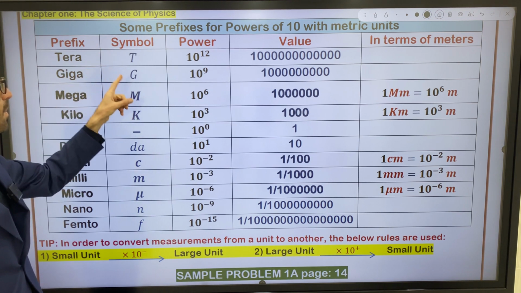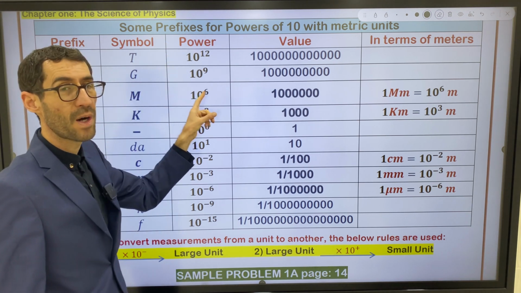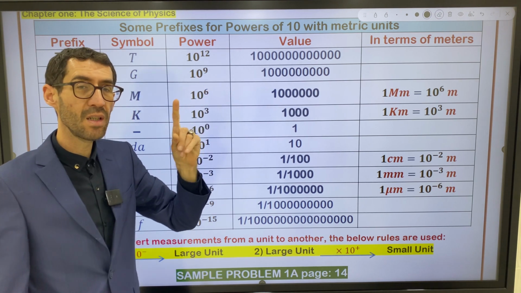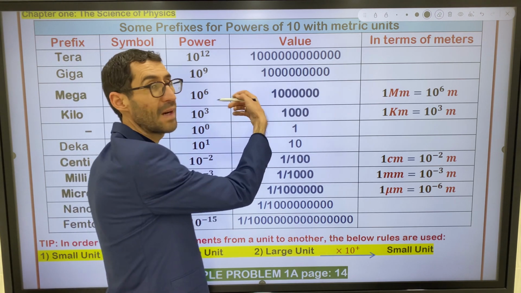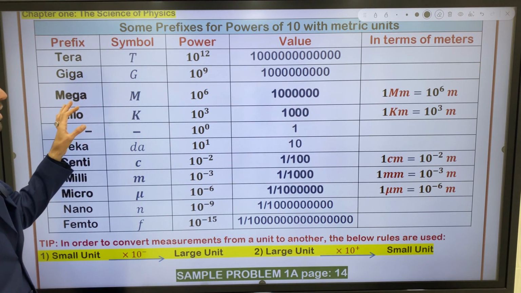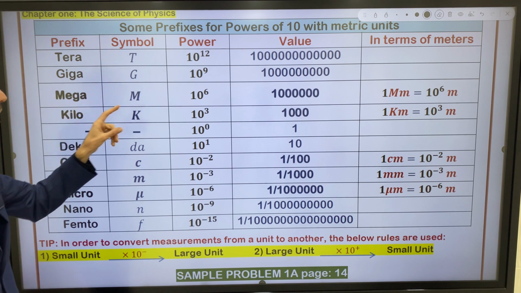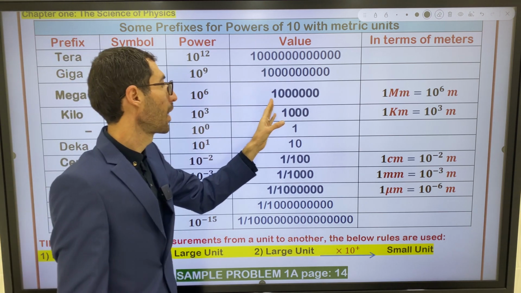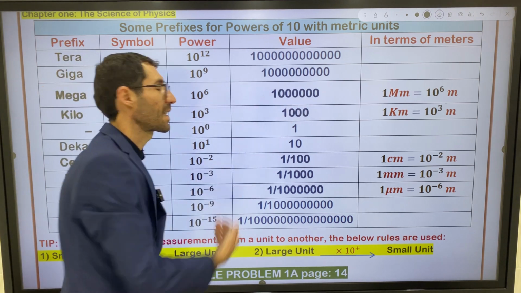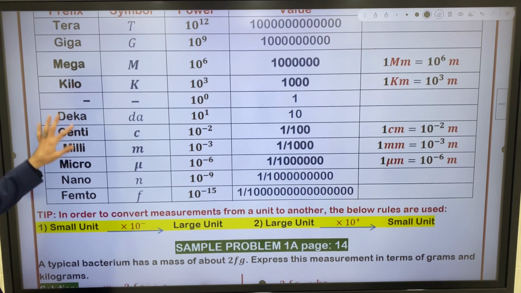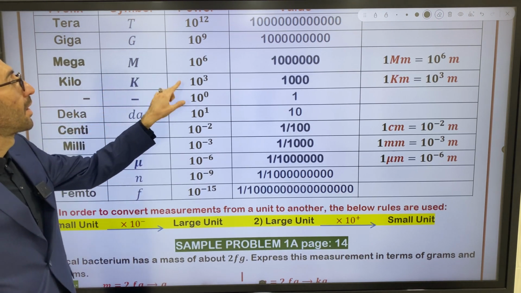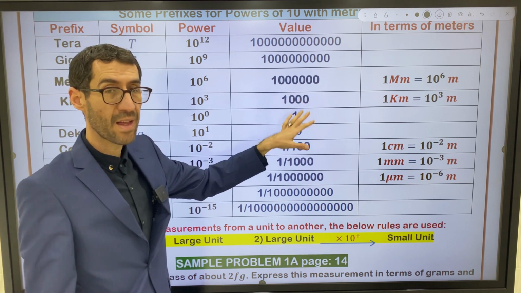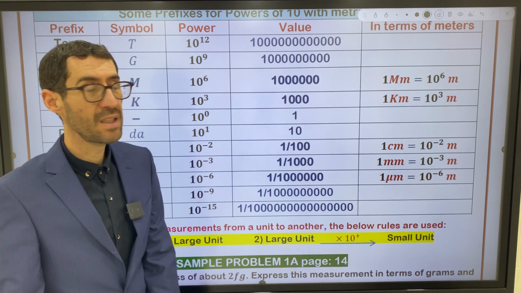Giga, symbol capital G, power of giga 10 to the power 9. How many zeros are there in 1 giga? 9 zeros, means 1 followed by 9 zeros. Mega, capital M is the symbol of mega, right? Power 10 to the power 6. And the value of mega means million, 1 followed by 6 zeros. Let's move on to kilo, capital K, power of kilo 10 to the power 3. Value of kilo, 1,000, means 1 followed by 3 zeros.